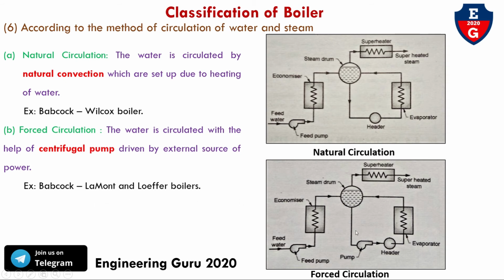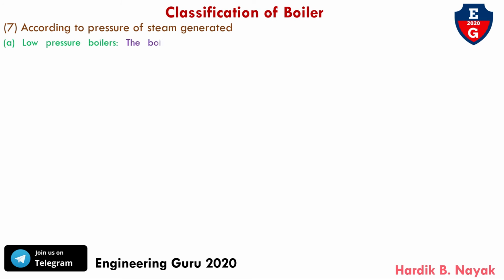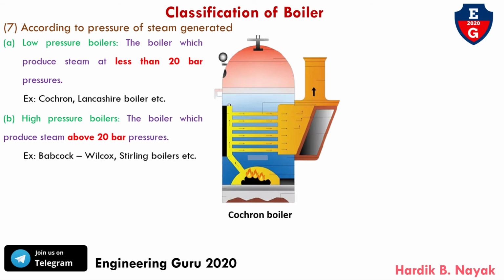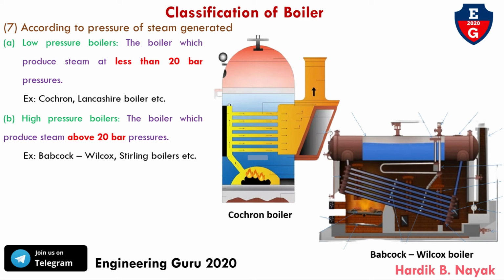In this figure we can see that here the centrifugal pump is added. So high pressure and high capacity boilers use forced circulation. According to the pressure of the steam generated, low pressure boilers are the boilers which produce steam at less than 20 bar pressure. So examples are Cochran boiler, Lancashire boiler, etc. High pressure boilers are the boilers which produce steam above 20 bar pressure. The examples are Babcock-Wilcox boiler, Stirling boiler, etc.